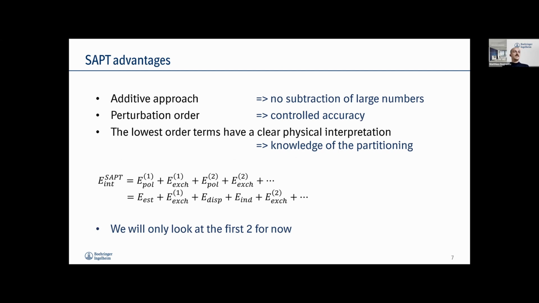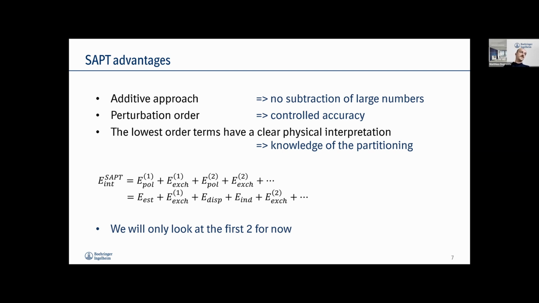So this has plenty of advantages. It's additive, so the cancellation, like this giant relative precision, is not necessary. You have a perturbation order, so if you think that your contribution is still too large, you can go one order of perturbation theory beyond this. And then there's also a nice physical interpretation of what you get. So you see below the decomposition of the energy in the orders.